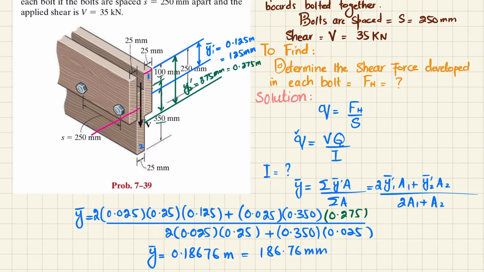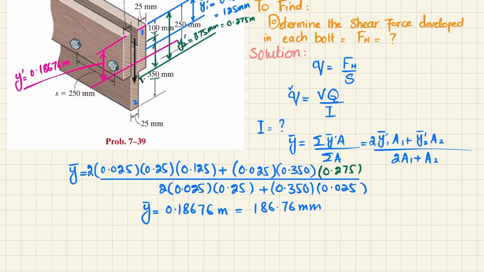Let it lie somewhere here. Clear? So this is your y dash. I will write over here y dash is equal to 0.1867 meter. Now we will find I.